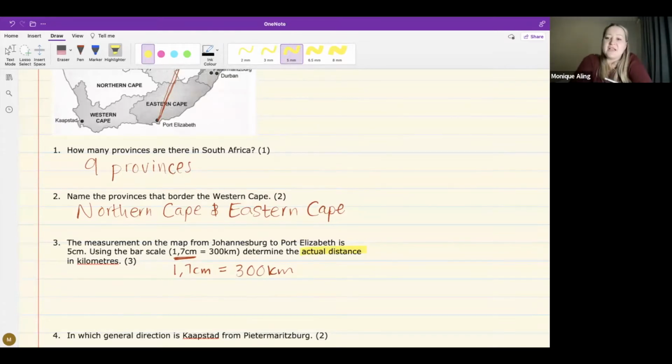They've asked us to work out the actual distance. So I'm going to give you guys a couple of minutes quickly to see if you remember how to work out actual distance using bar scale.